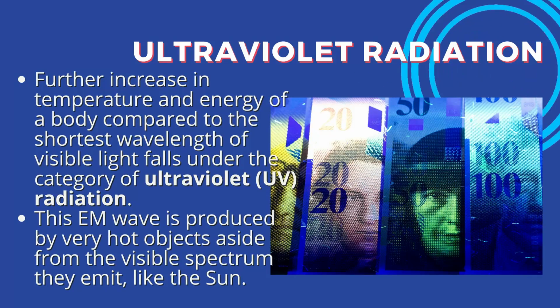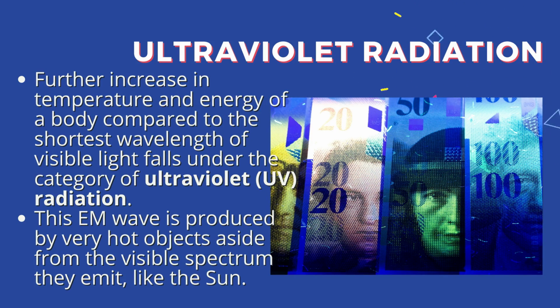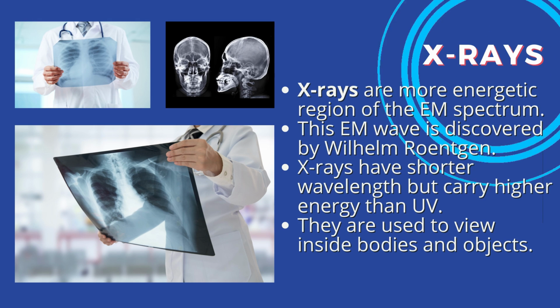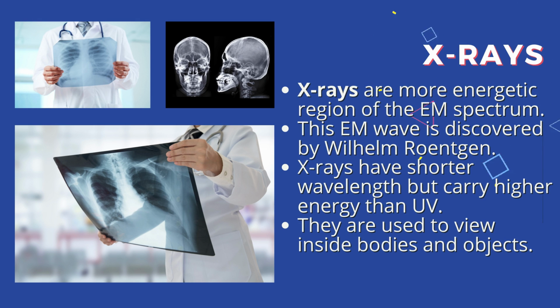A further increase in temperature and energy of a body, compared to the shortest wavelength of visible light, falls under the category of ultraviolet or UV radiation. This electromagnetic wave is produced by very hot objects, aside from the visible spectrum they emit, like the sun. X-rays are a more energetic region of the electromagnetic spectrum. This EM wave was discovered by Wilhelm Röntgen. X-rays have shorter wavelengths but carry higher energy than UV. They are used to view inside bodies and objects.